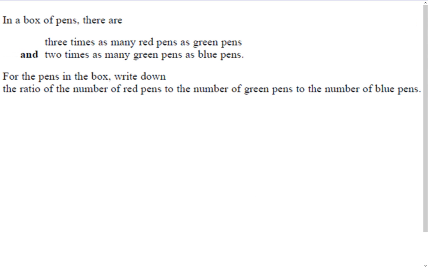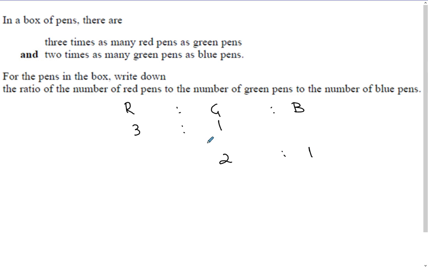Next question. In a box of pens, there are 3 times as many red as green and 2 times as many green as blue. Okay, interesting. For the pens in the box, write down the number of red to green to blue. So let's just do red to green to blue. There are 3 times as many red as green, so 3 to 1. And there are 2 times as many green as blue, so 2 to 1.